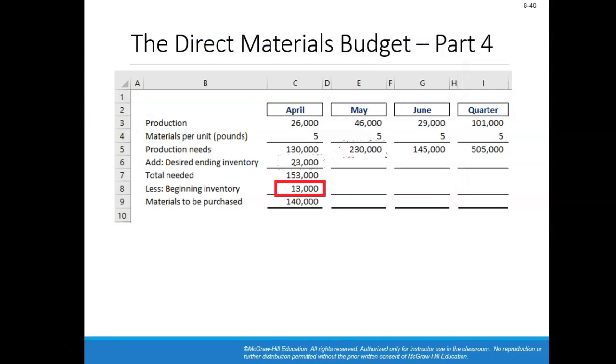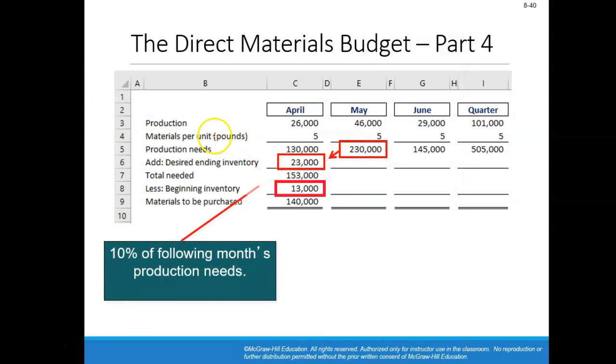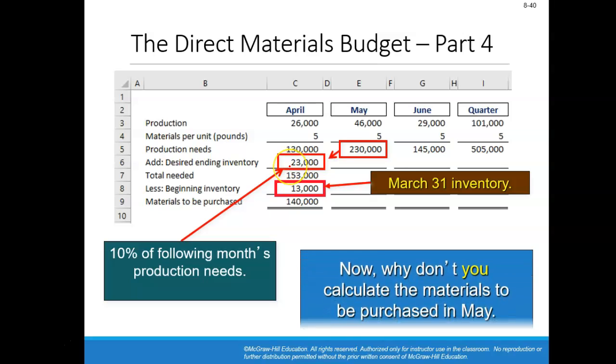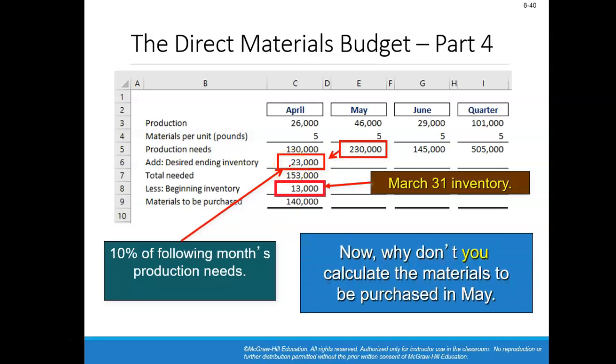Now remember that your desired ending inventory is going to be 10% of your production need for the upcoming month. Again, our desired inventory is going to be 10% of our production need for the upcoming month. So in the month of May, we need 230,000 pounds of material. 10% of that is 23,000 pounds.